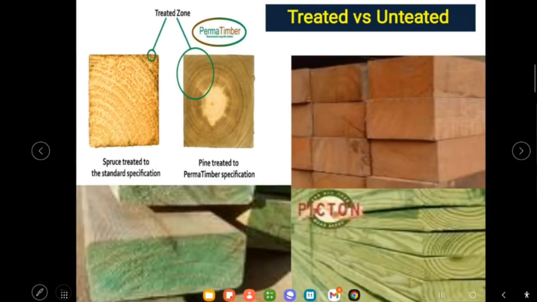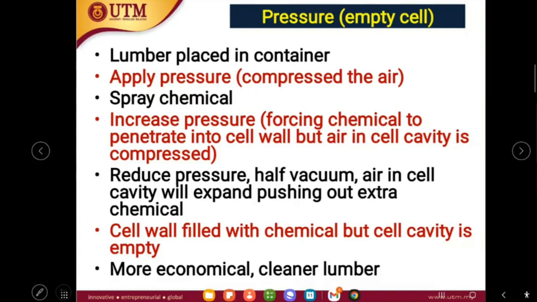For the empty cell, where is the diagram? Okay, there is no diagram. So for the empty cell, we apply pressure, and then we put the preservative into the container and increase the pressure again, forcing the chemical to penetrate into the cell wall, but the air cavity is compressed. Then we reduce the pressure, and the air in the cell cavity will expand, pushing the extra chemical out. The cell wall is filled with chemical, like a fiber saturation point, but the cell cavity is empty by using this method. So it is more economical, and it will result in cleaner lumber.